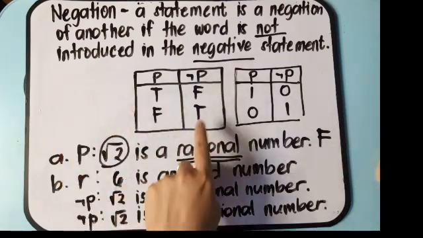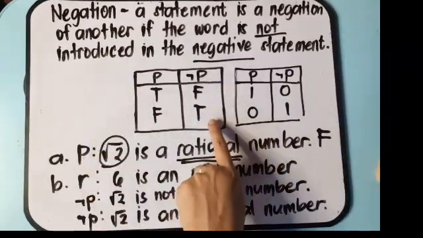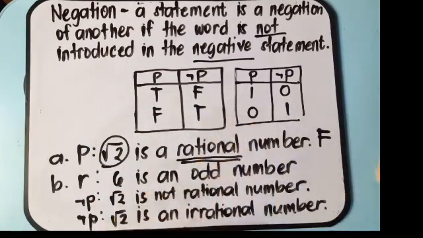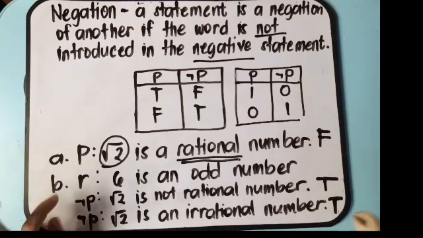Now, we need to prove that if the proposition P is false, when we negate it, the truth value will become true. So, dito na tayo. Square root of 2 is not a rational number. I already mentioned that a while back. So, it is true. Square root of 2 is an irrational number. Yes, it's true. Okay? So, that's how the truth table works for the propositions for the negation.